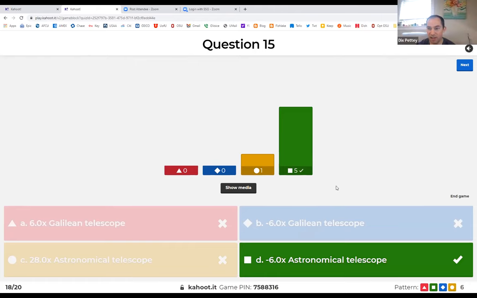Right. And then to Jordan, how were you able to come up with the magnification on that? It's just the telescope magnification equation. So it's just the negative power of the eyepiece over the objective power. Perfect. Great. All right. Yeah, so you guys did really well on that one.